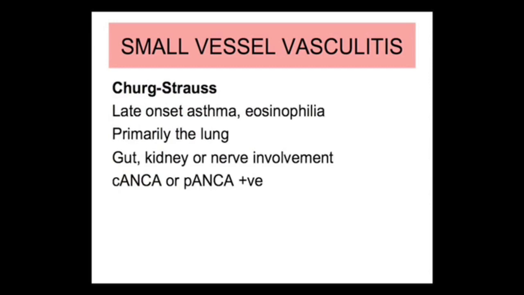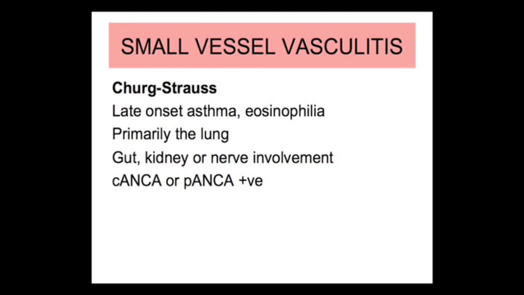The next disease is called Churg-Strauss, and this is often found in association with a late onset asthma, and these patients will have a raised eosinophil count. Now, these patients characteristically will first of all develop some kind of allergic reaction to some unknown antigens. They get the rhinitis, they get the wheezing, etc.